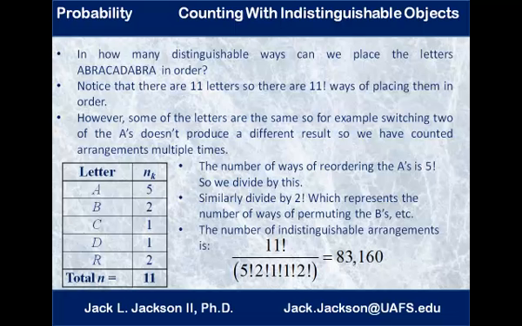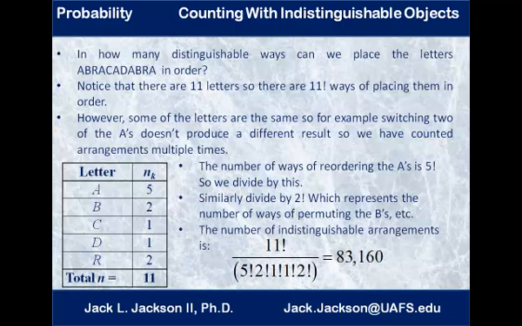Okay? So what we have to do is divide that by 5 factorial. Similarly, we can switch the 2 B's if we want, so there are 2 factorial ways of doing that. Only one way, you can't switch the C or the D, so that's just one. But the R, there's 2 ways we can write that. That's 2 factorial.